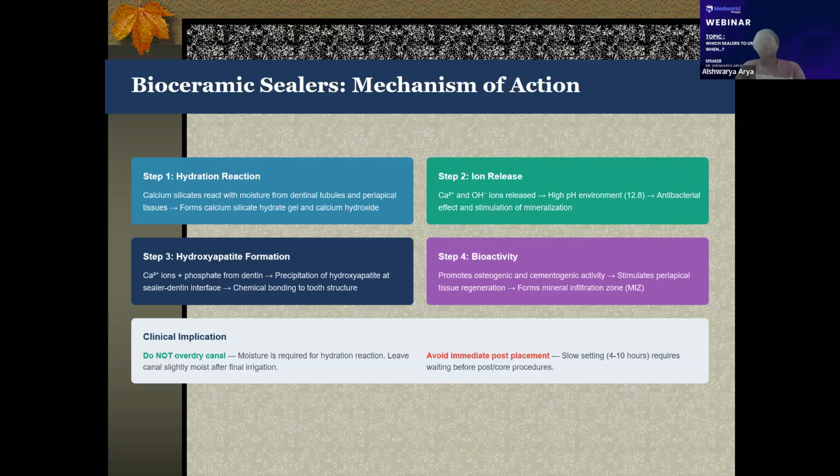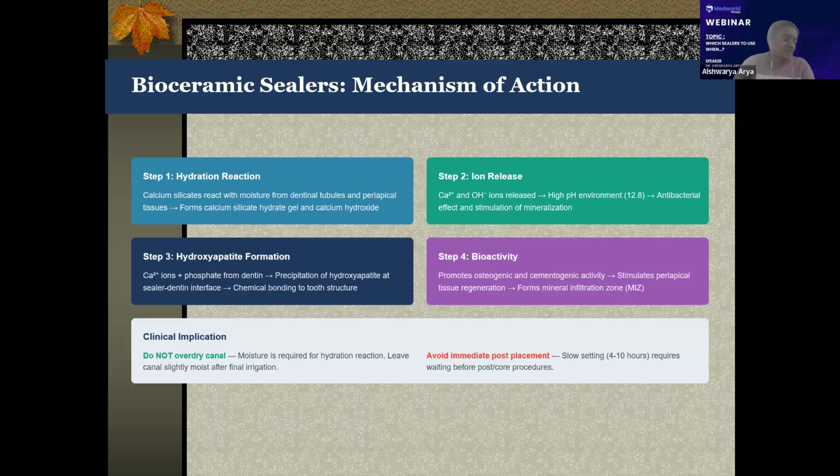Moisture is very important when it comes to the setting of bioceramic sealers. It is required for the hydration reaction. We need the moisture to be present. So even when you do the final irrigation, you have to leave the canal with a slight amount of moisture content present so that the bioceramic sealers can easily diffuse the calcium and hydroxide ions and cause better bonding. That is very, very significant for us to understand, right?